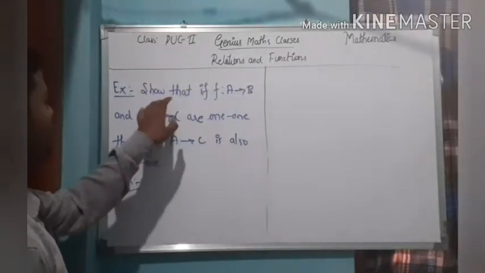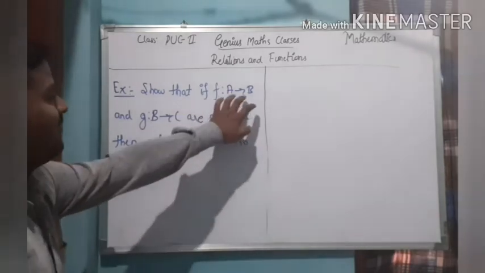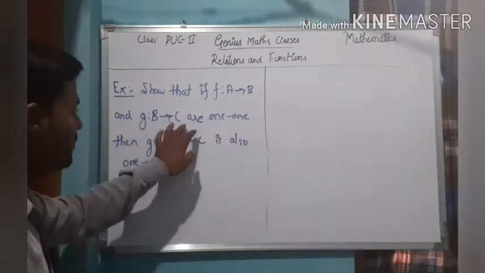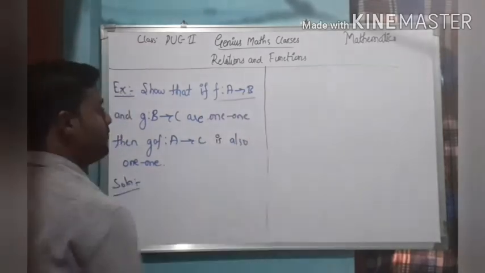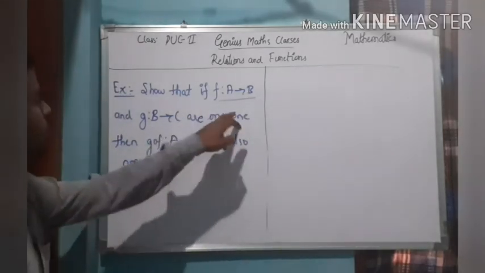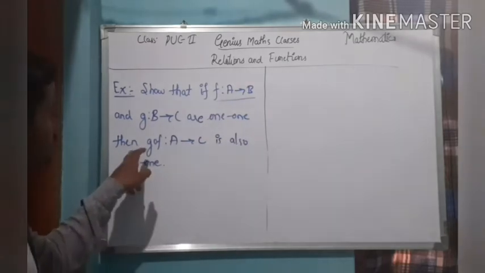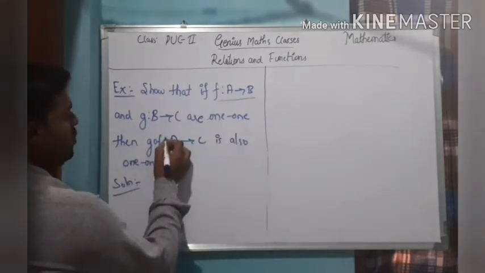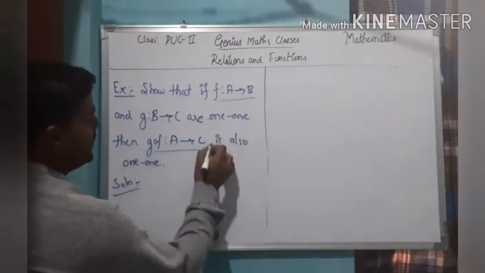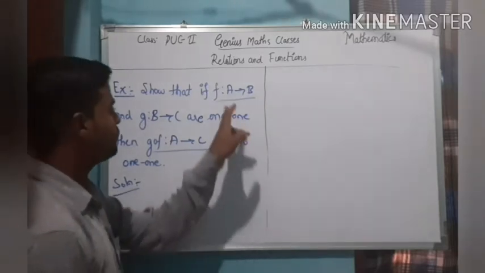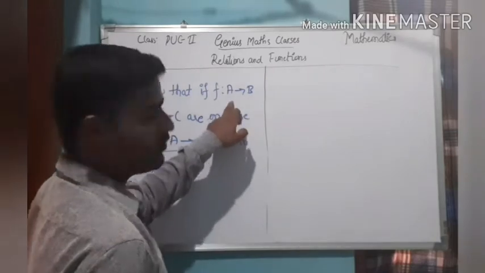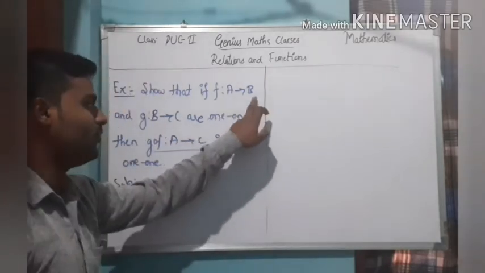So come to another example. Show that if f from A to B and g from B to C are 1-1, then the composition function g naught of f, defined from A to C, is also 1-1. Here f is a 1-1 function. We very well know about 1-1 functions.